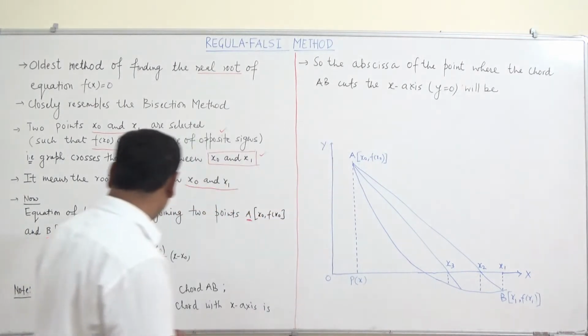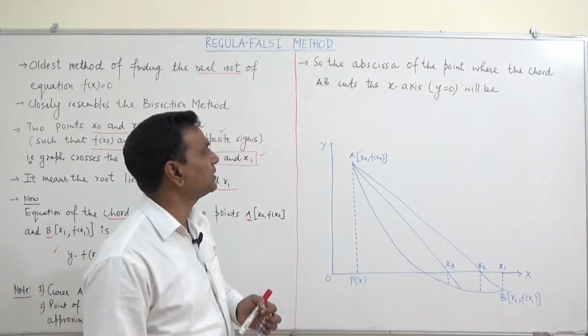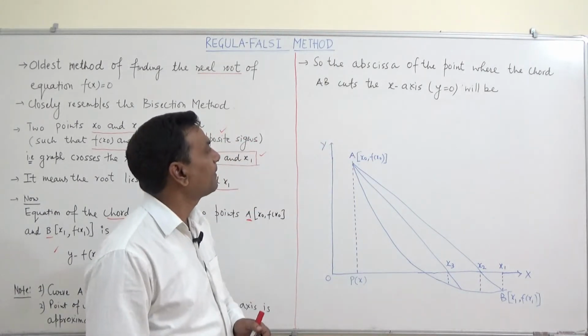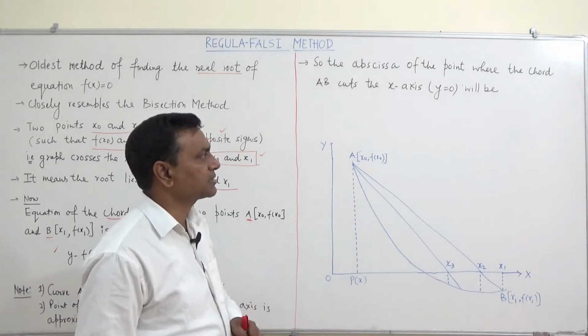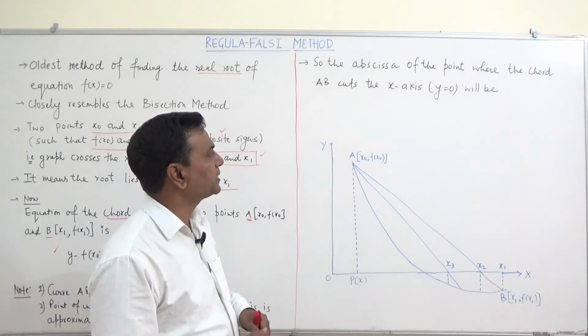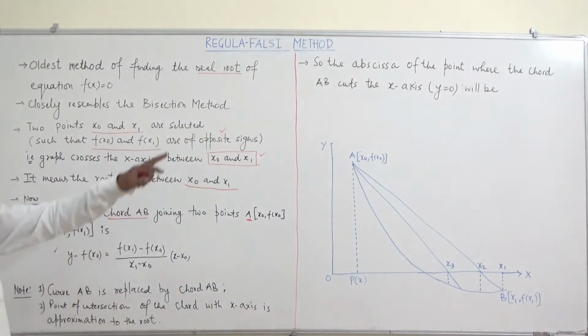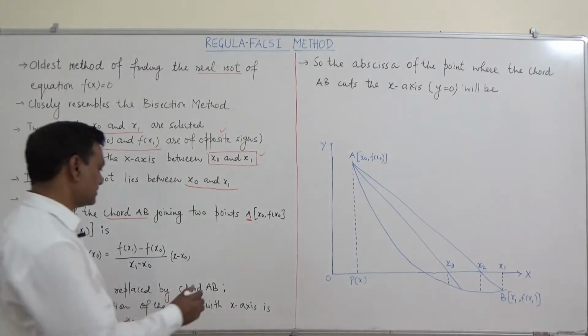So now let us see. The abscissa of the point where the chord AB cuts the x-axis, that is to say, here y will be 0. So y is 0 here, and because y is 0, we will put y equals 0 in this equation. Let us say this is equation number 1.